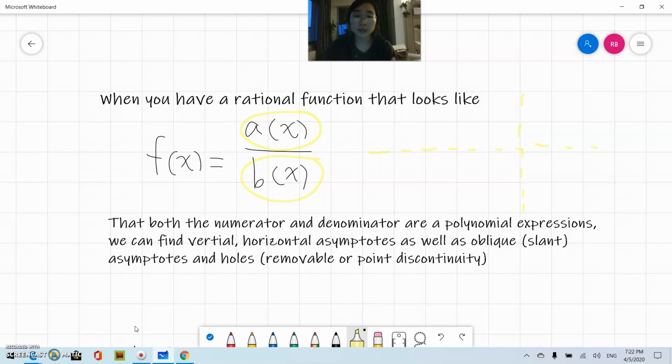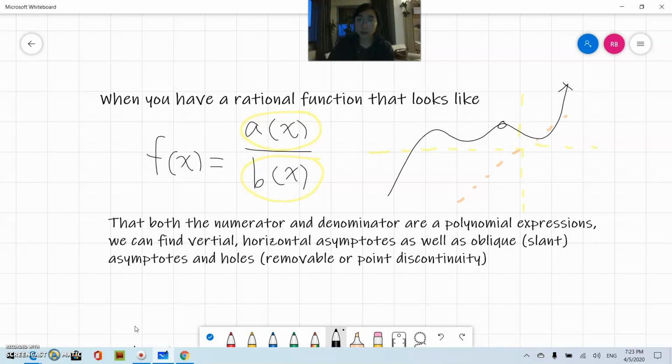An oblique or slant asymptote is an asymptote that is not vertical or horizontal, it goes slanted like this. So it looks like a linear function. Holes are also called point discontinuity or removable discontinuity. If I use the words interchangeably, please know that I'm referring to holes, removable, or point discontinuity. And those are the points in a function. So let's say I have a function like this that is missing a point like that. On a graph, you will see a little open circle. And actually, you won't see an open circle if you use the graphing calculator.